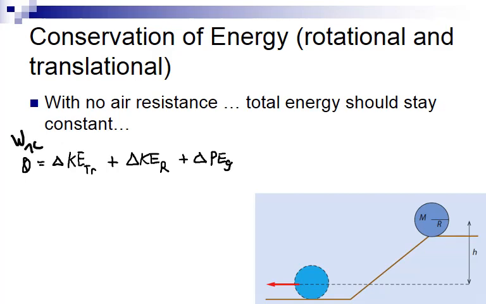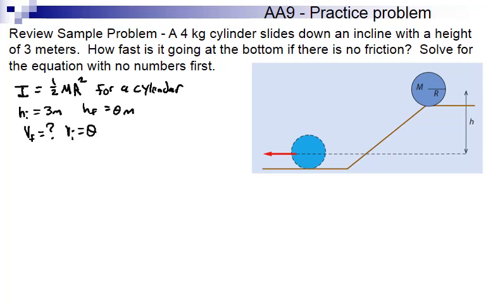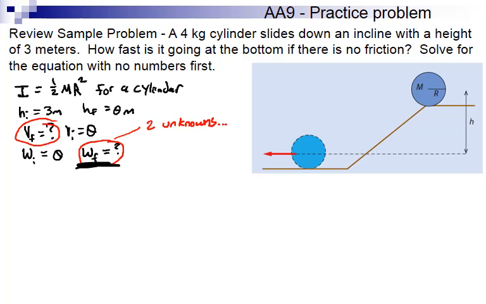Non-conservative work is 0. We're looking at the change in translational, which is the left to right, or right to left in this picture, the rotational, which is how much faster it is rotating, and then in this case, there's gravitational energy going on. So if we set this up, we have 1/2 mr squared for a cylinder. The initial height is 3 meters. The final height is 0 meters. The initial velocity is 0. The final velocity is what we want. And we also don't know the final angular speed.